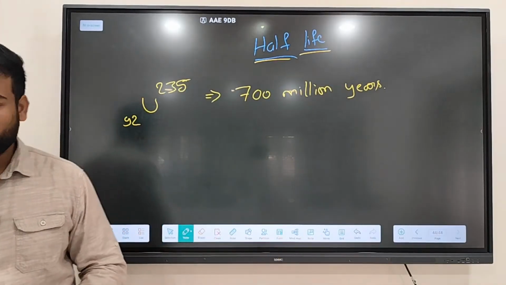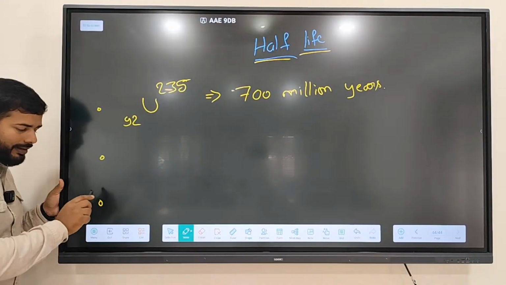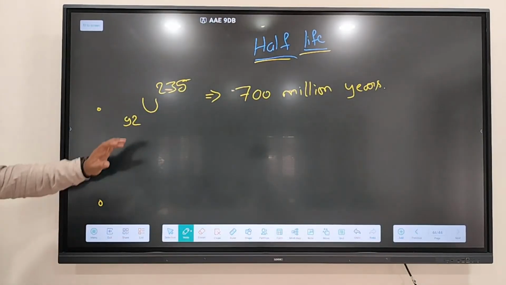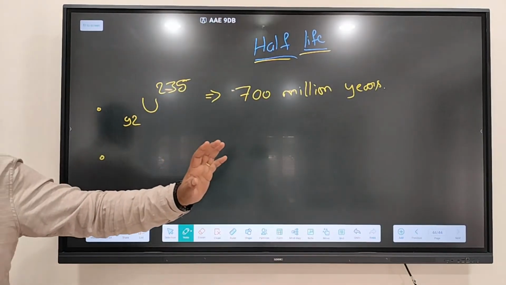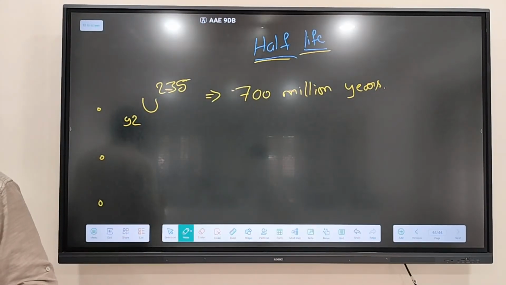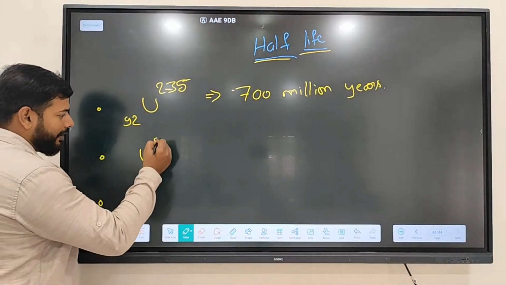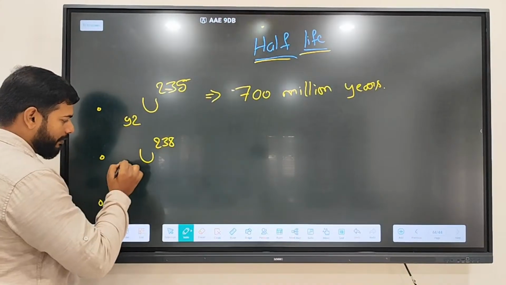Okay, half-life. Let us remember the half-life of these three elements. Half-life of uranium 235, because this is the fuel which we are using in our nuclear reactors, that is uranium 235. Then the heavier isotope of uranium, uranium 238.